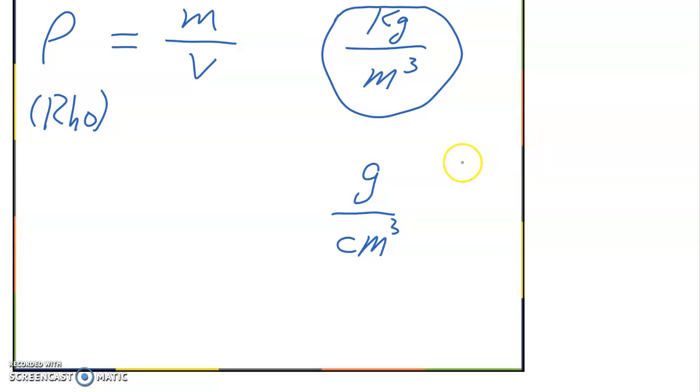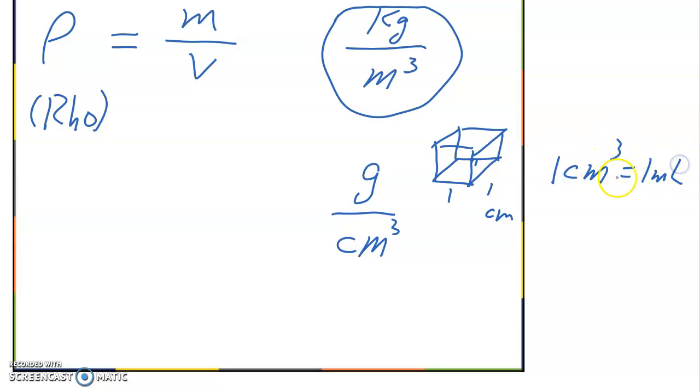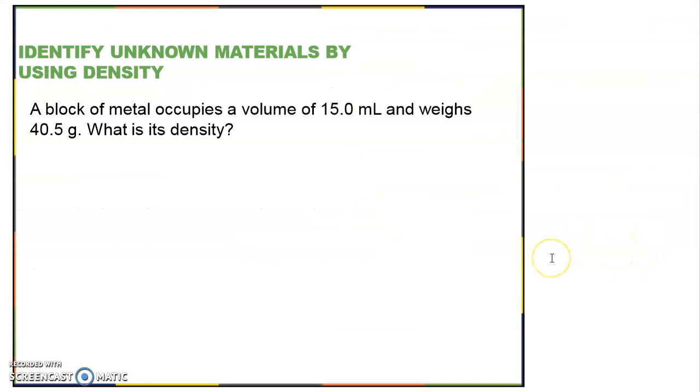1 cubic centimeter is equal to 1 cm by 1 cm by 1 cm. It is the same as 1 ml. When we talk about the volume of a liquid, very often we use ml, and when we talk about the volume of a solid, very often we use cm cube. But these two are interchangeable. All right, let's get back to our problem.